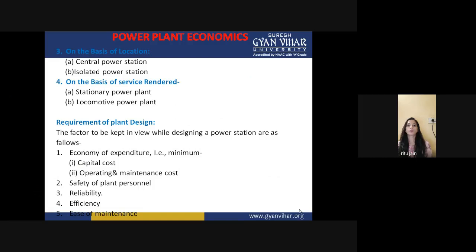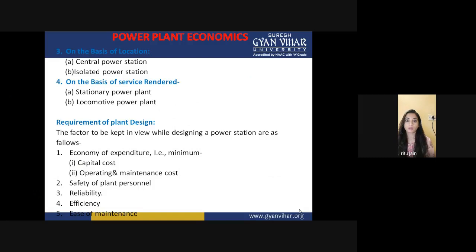Okay, next is your reliability. So what do you understand by reliability? Reliability means you are getting reliable electricity. Reliable electricity means that when you require electricity, you are getting the electricity.